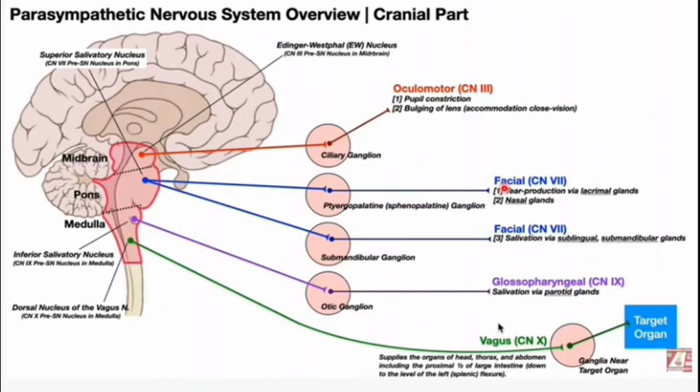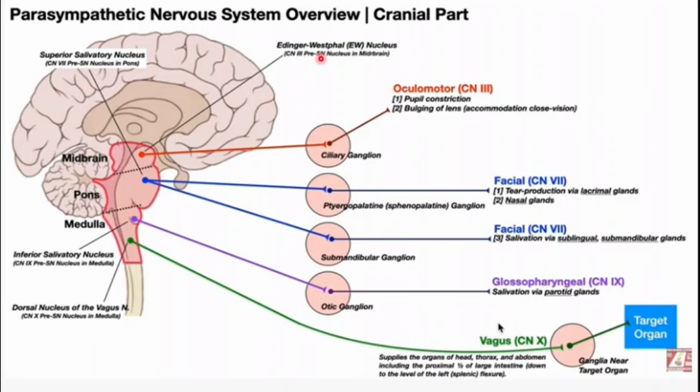Similarly, the facial nerve with the parasympathetic fiber, its nucleus is known as the superior salivatory nucleus, and the superior salivatory nucleus resides in the pons of the brainstem. Similarly, the glossopharyngeal nerve with the parasympathetic fiber, its nucleus resides in the medulla, and its nucleus is known as the inferior salivatory nucleus. And the vagus nerve with the parasympathetic fiber, its nucleus resides in the medulla, and its nucleus is known as the dorsal nucleus of the vagus nerve.